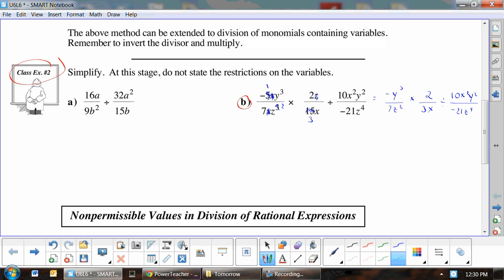Okay? So I would recommend that at this point, well, you can't do it with the 10x squared because this is still divided, right? Yeah, so that's one thing I was just about to say. I would recommend completely dealing with this before you start dealing with what's on the other side of the division sign. Okay? So by completely dealing with it, I mean we're going to multiply our first two terms now. So we'll get negative 2 y to the third over 21 x z squared.